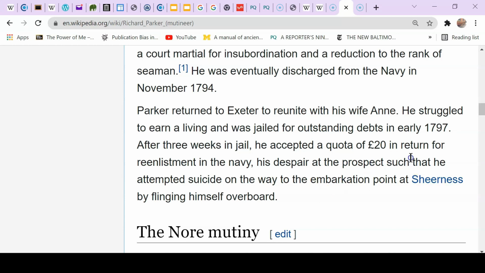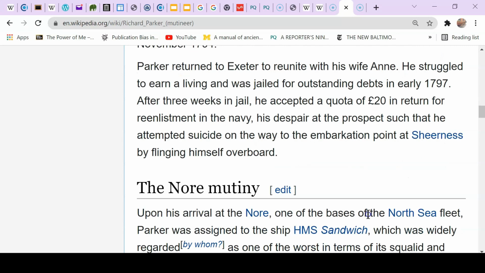It says that his despair was so great that he attempts suicide on the way by flinging himself overboard. Right? That's unbelievable. He's that desperate. Right? He gets the 20 quid to get out of debtor's prison. He has to leave his wife again, whatever that may be worth or not to him. And he throws himself overboard on the way to the ship.